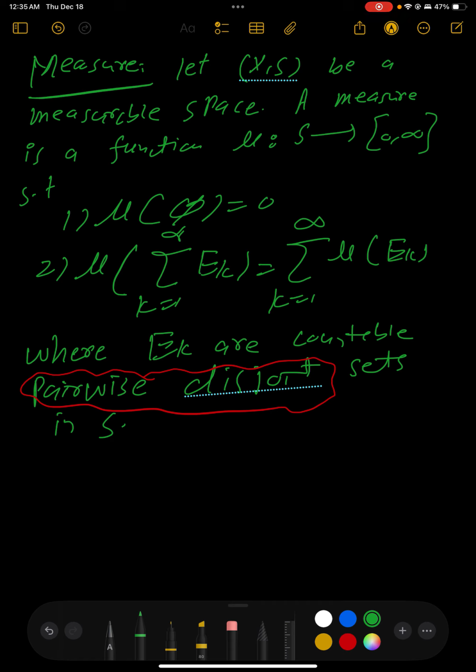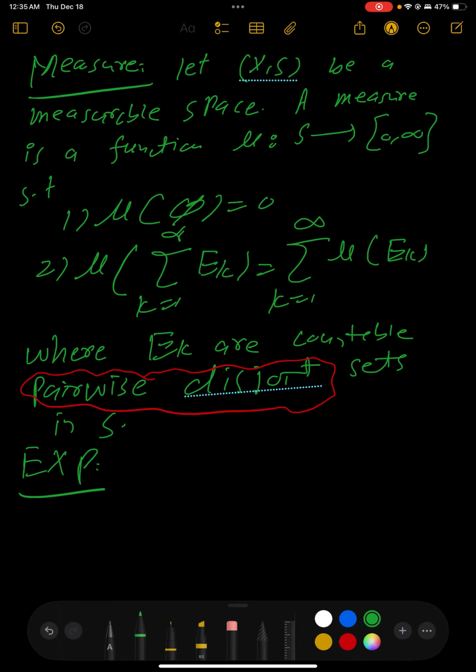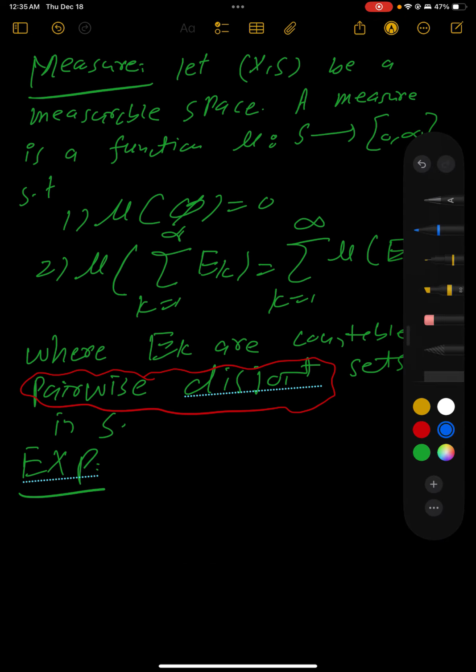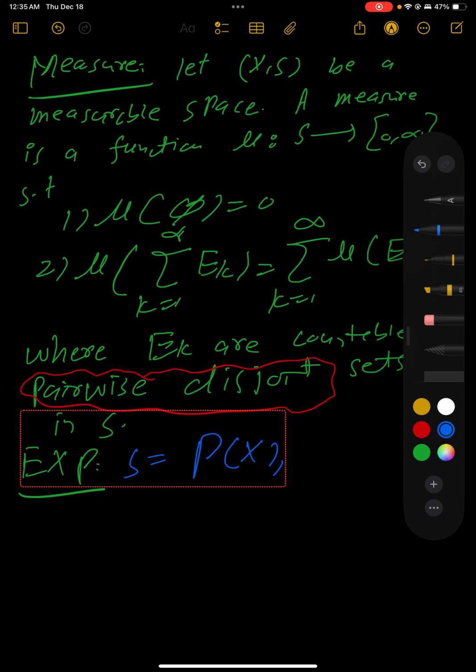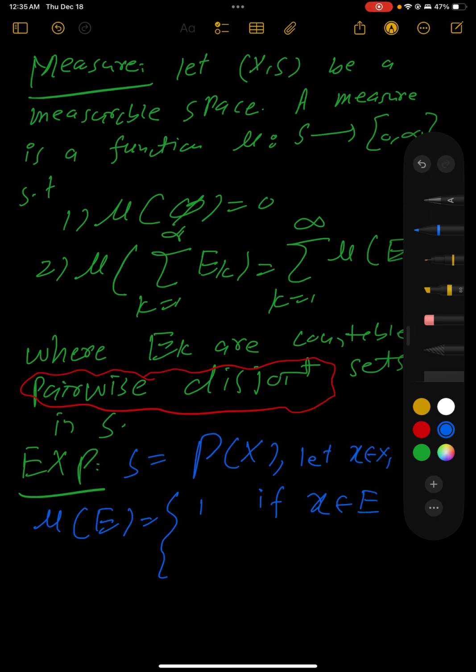Okay, so now we can have an example to better understand it. So the example is I take my sigma algebra as the power set. Okay, and let x belong to X, then we define measure of E is 1 if x belongs to E, 0 if x doesn't belong to E. Then we want to show that mu is a measure.